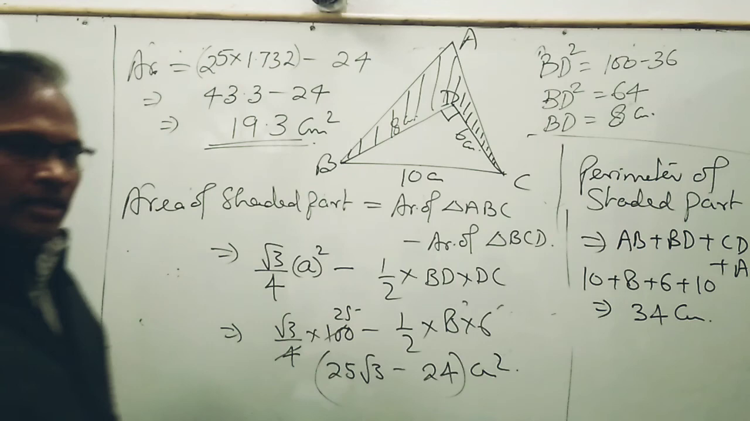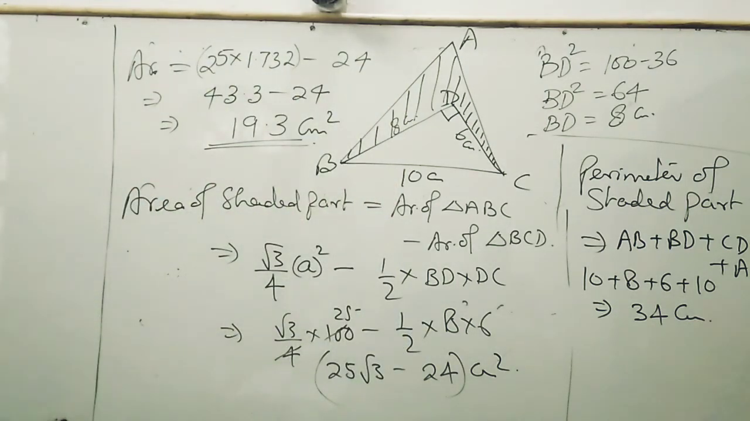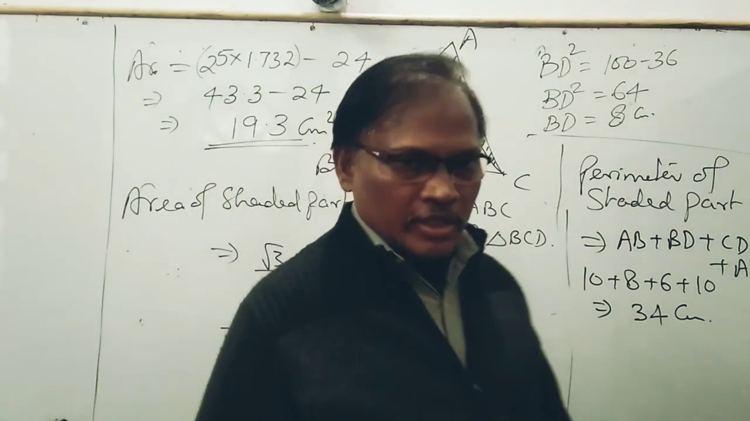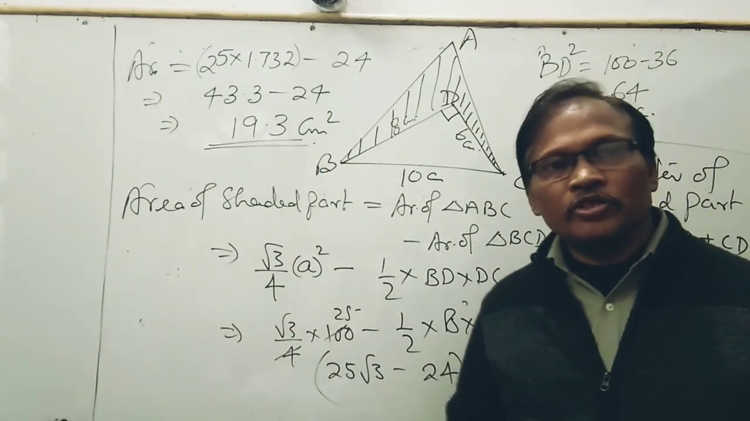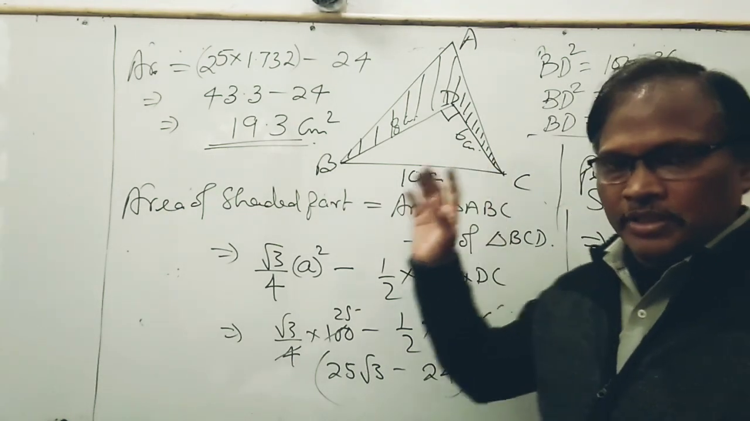So this is the way to find the area and perimeter of the triangle. In the next video I will tell you the other things also about the mensuration. Thank you.